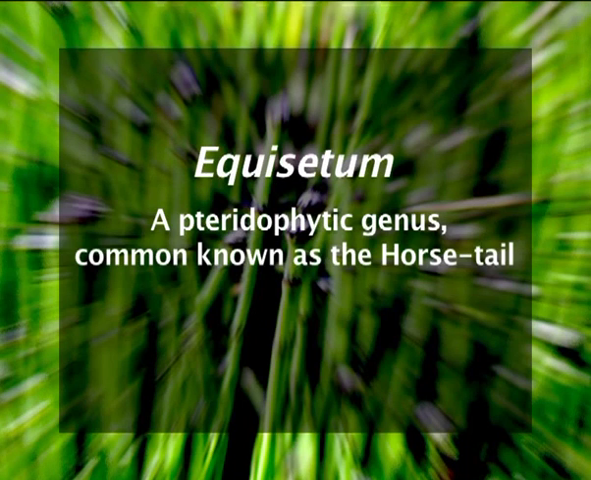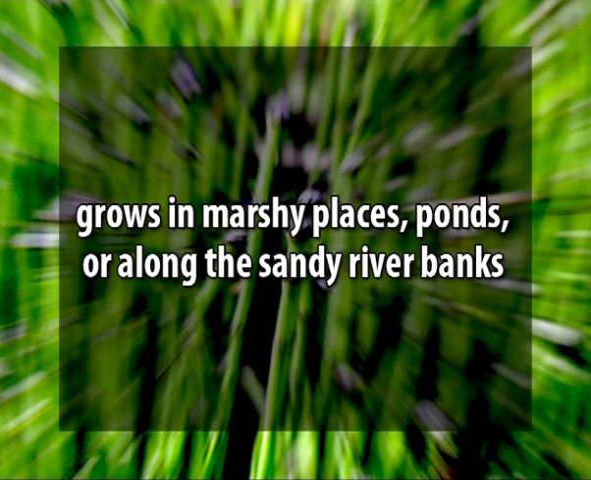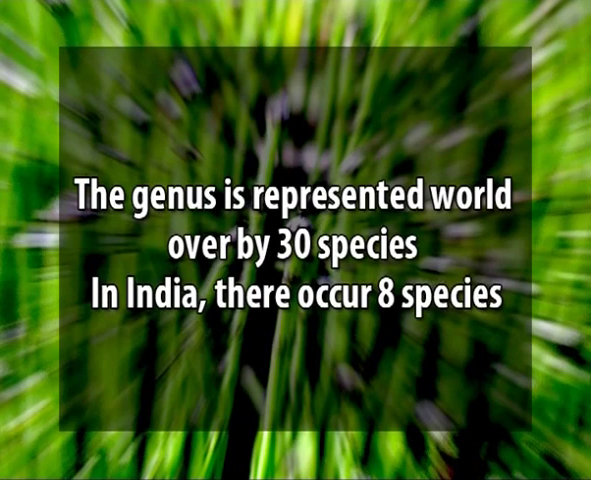Equisetum, a pteridophytic genus, commonly known as horsetail or scouring rush, commonly grows in marshy places, ponds, or along the sandy river banks. The genus is distributed all over the world except Australia and New Zealand. The genus is represented worldwide by 30 species. In India, there occur 8 species.